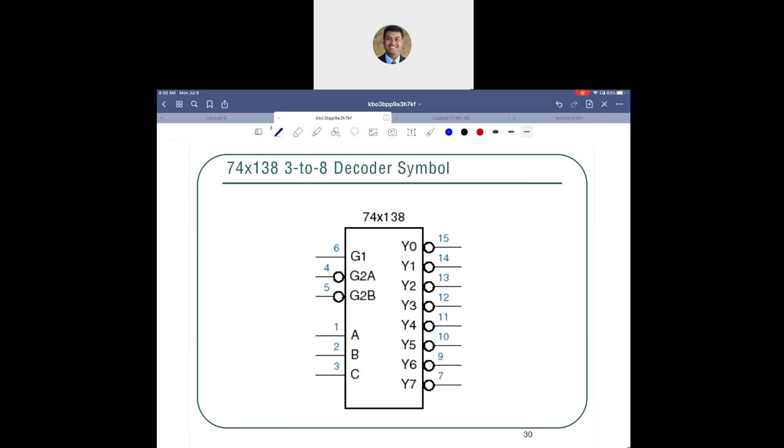Now, we were talking about the 3 to 8 decoder. It is also available in a 7400 series IC, which is slightly a different number, 74138. Earlier, we saw 2 to 4 decoders, two of them in one chip. That was the 74139 chip. This is the 74138 chip. 3 to 8 decoder. Enables, one of them active high, two of them active low. Inputs, all active high. Outputs, all active low.